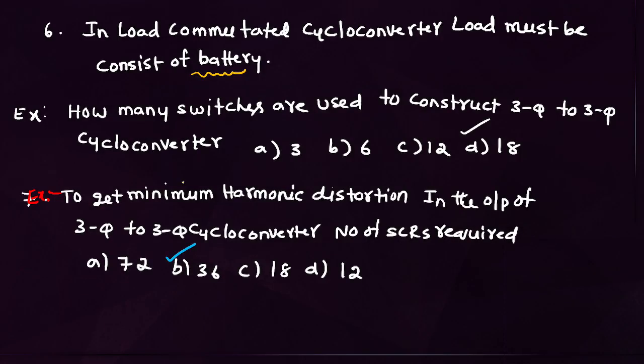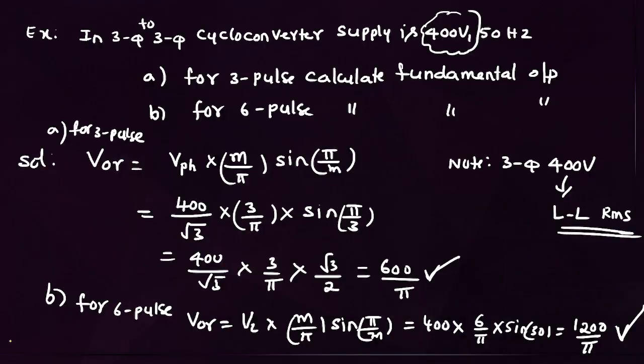How many switches? This is one question. How many switches are required to construct a 3 phase to 3 phase cycloconverter? 18 thyristors are required. To get minimum harmonic distortion in the output, the number of SCRs increases. Minimum harmonics means more number of SCRs: minimum is 18, maximum is 36 SCRs.